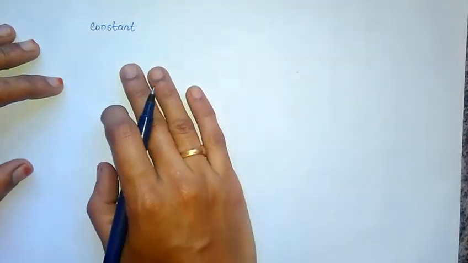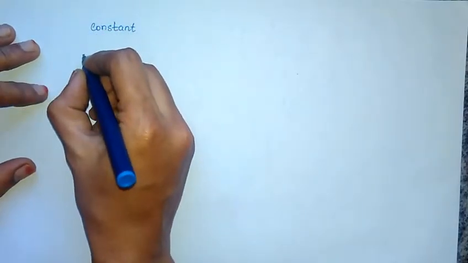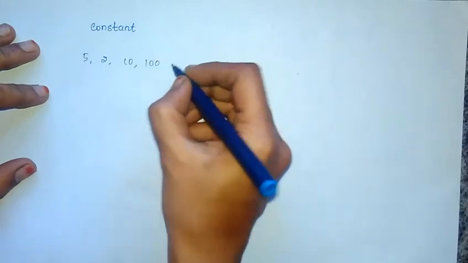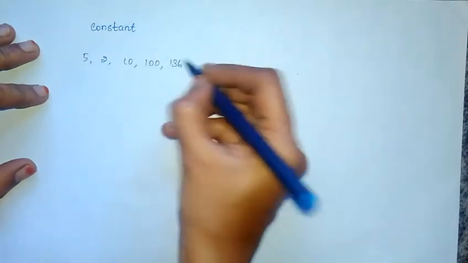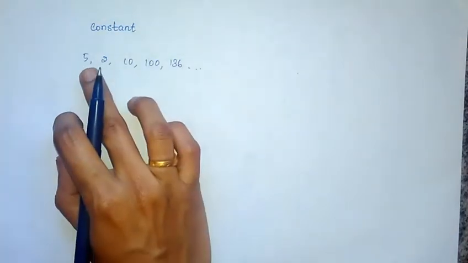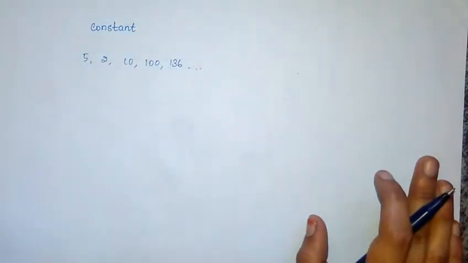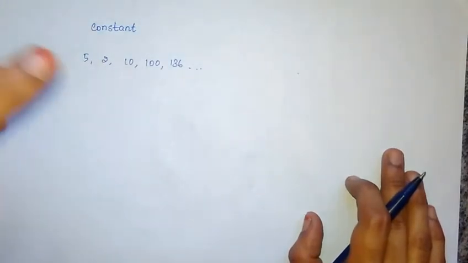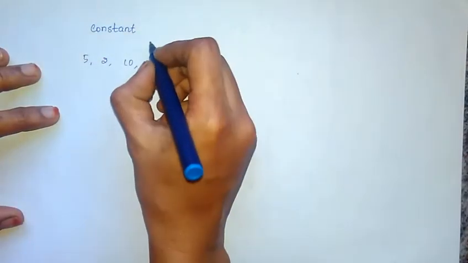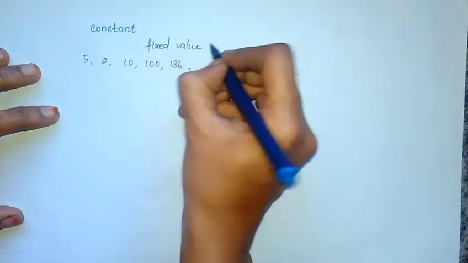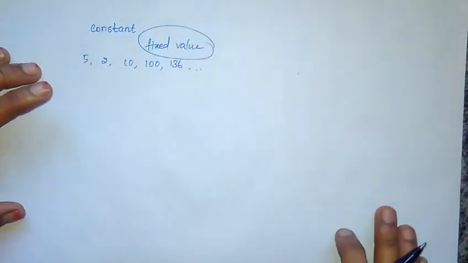Constant is a fixed value. For example, 5, 2, 10, 100, 136, etc. These are the constants. Here, 5 is always 5. It will not change its value. 2 is always 2. It will not change its value. So, constant means a fixed value. It never changes.